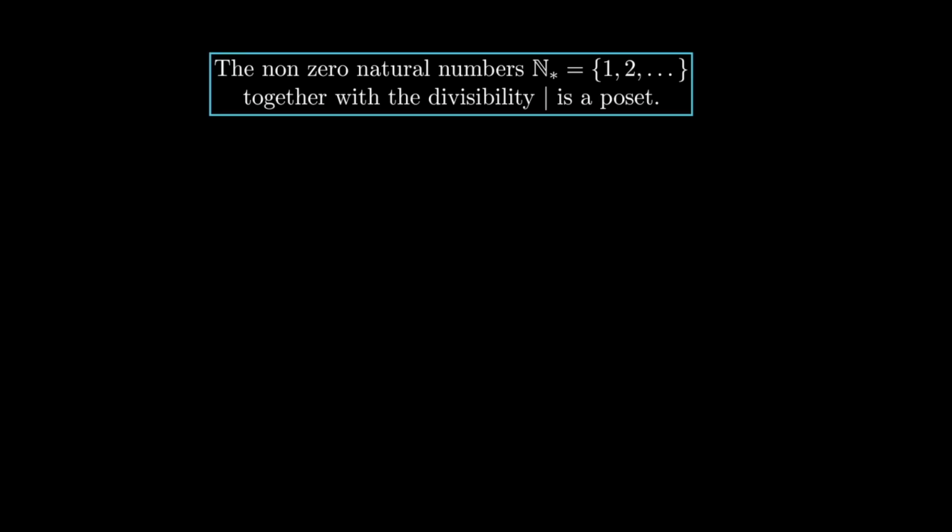Okay, let's look at a different example of a partially ordered set. In this case, we're going to be working with the natural numbers excluding 0, so the numbers 1, 2, 3, up to infinity. And we want to equip this set together with the divisibility relation.